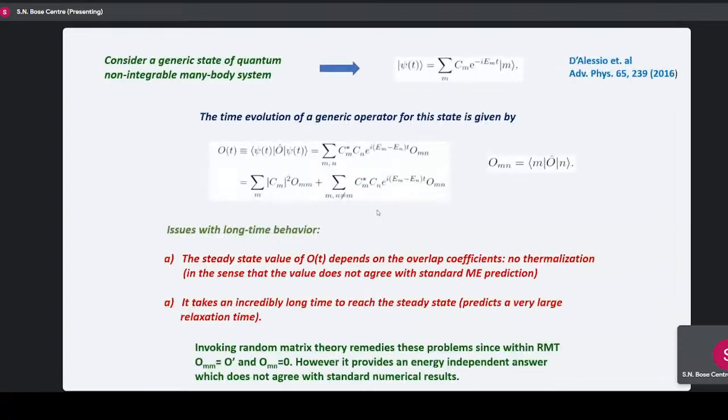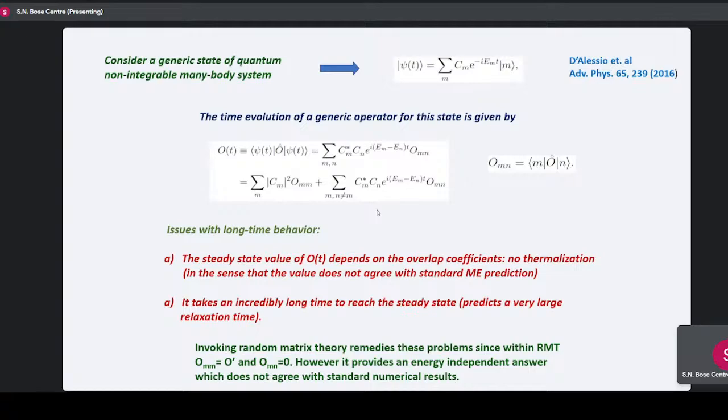To understand this, it's useful to consider a generic quantum system, and I can take a wave function and expand it in the basis of the eigenvectors of the system. Now, if I think about how the expectation value of a generic operator evolves for this state, I will see that two lines of algebra give this particular expression. So there is a diagonal component and an off-diagonal one.